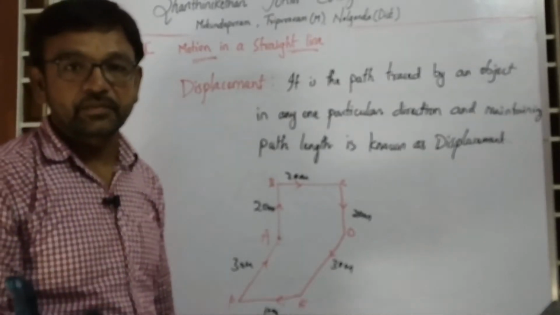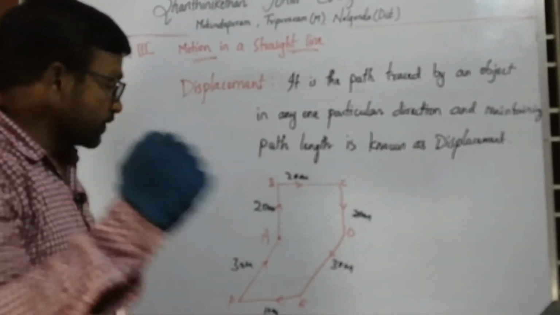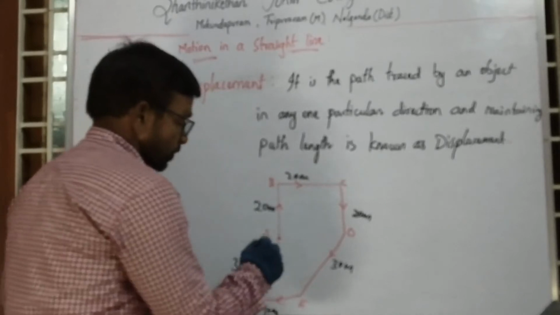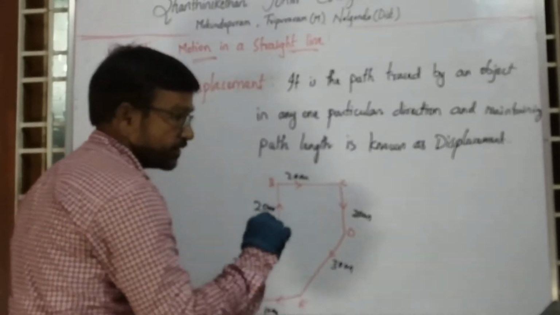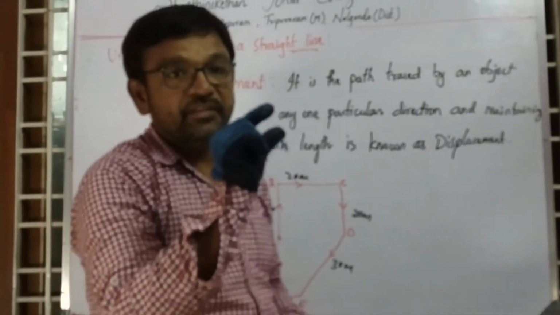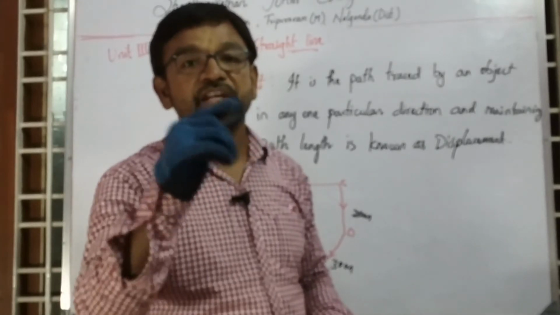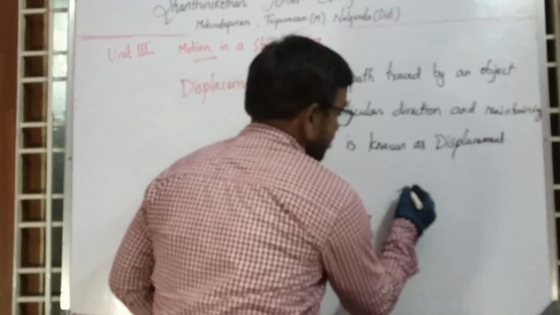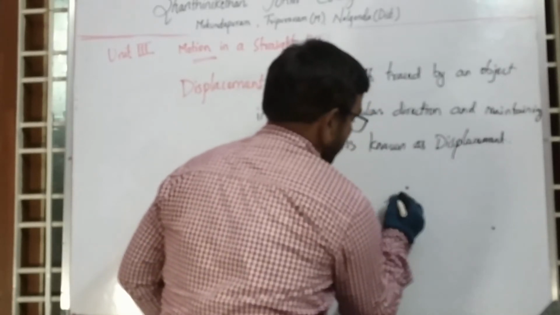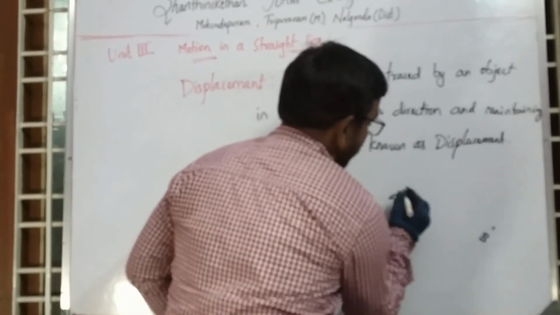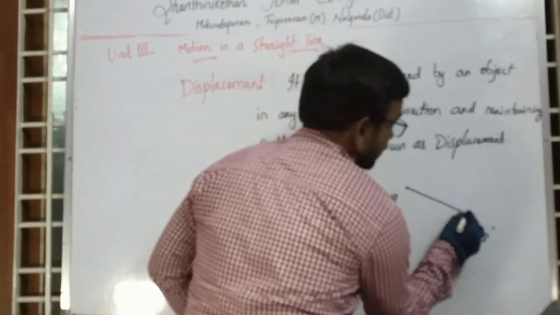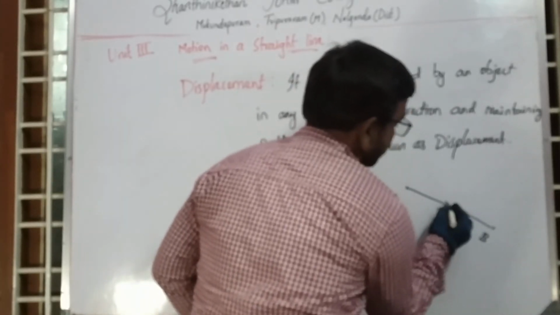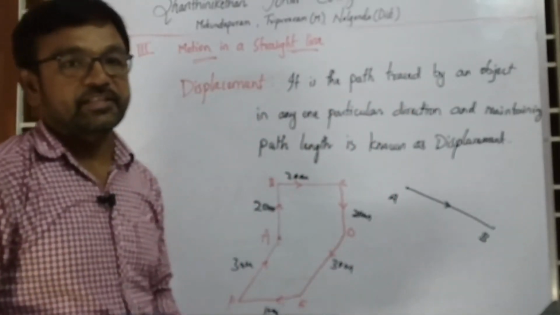What is the displacement here? Anyone? What is the displacement? So, the displacement is the path traced between the initial position and the final position. I told before, this is the initial point, this is the final point, A, B. The path traced in one particular direction from initial point to final point, that is said to be the displacement.